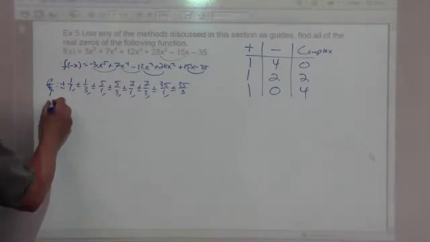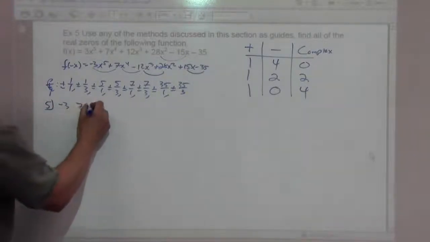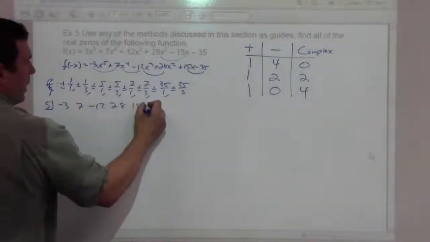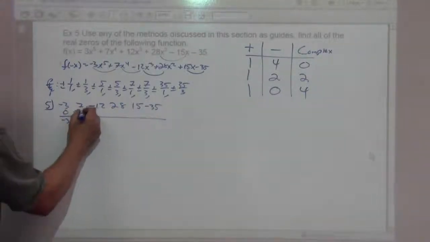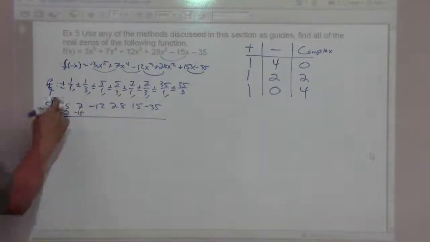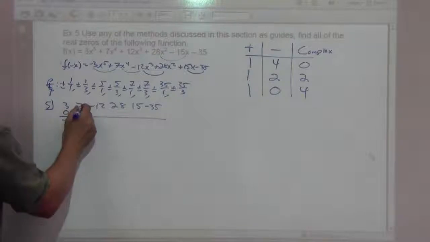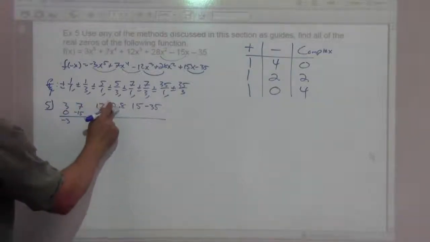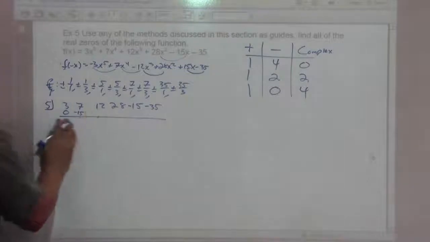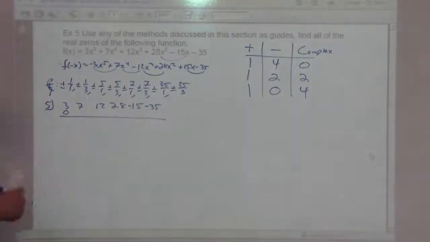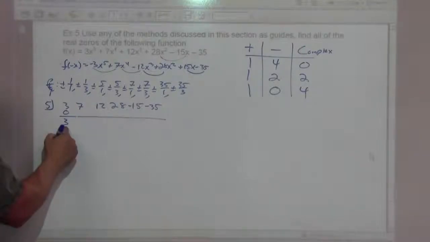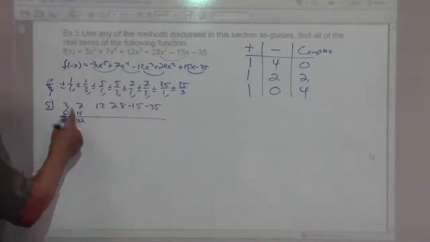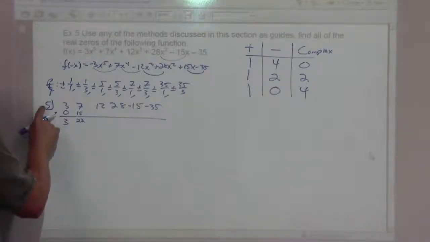Let's start with 5. We have negative 3, 7, negative 12, 28, 15, and negative 35. Okay, restarting, because I couldn't use the Descartes. Okay, we're good. It's 3, 15, 22. I could use Descartes. I couldn't use the other, the bound one, the limits.